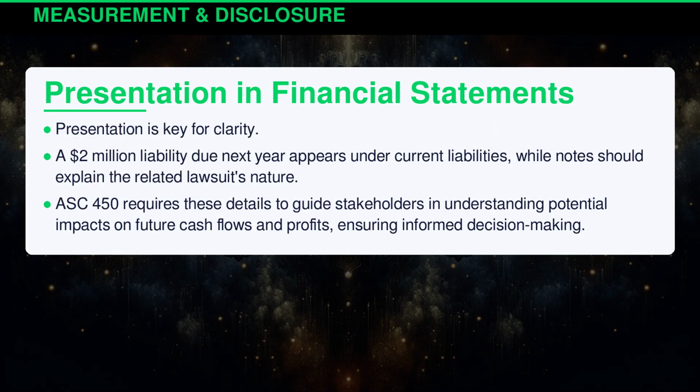Presentation is key for clarity. A $2 million liability due next year appears under current liabilities, while notes should explain the related lawsuit's nature. ASC 450 requires these details to guide stakeholders in understanding potential impacts on future cash flows and profits, ensuring informed decision-making.